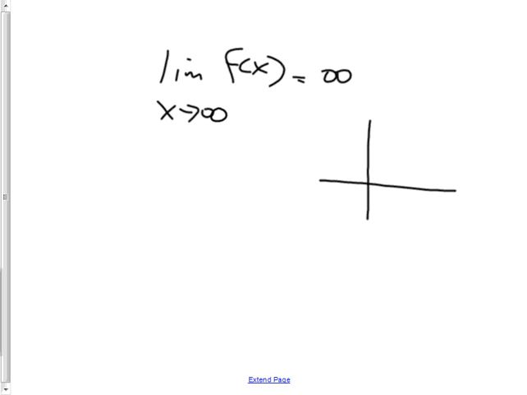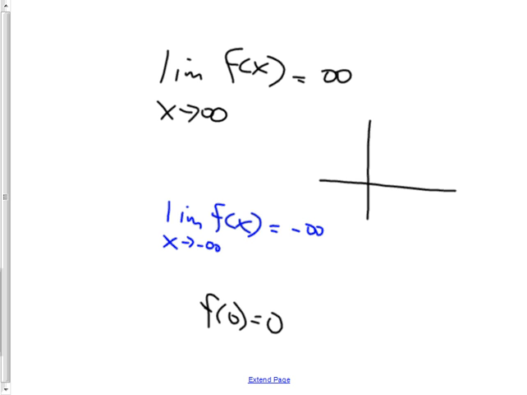Oh, by the way, I also want your function to do this. The limit of the function as x approaches negative infinity needs to be negative infinity. And I hope you're writing on virtual paper so you can erase, because I have one more little requirement. I want f of 0 to be 0. If you follow all of those things, then you've sketched the right function.